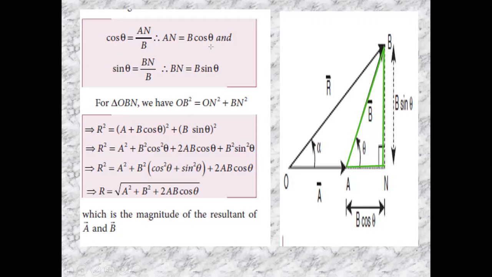In the same triangle, I'm going to find sin theta. What is sin theta? Opposite side by hypotenuse. The opposite side is BN. So sin theta is equal to BN by AB. AB is nothing but B, so BN is equal to B sin theta. So we have found AN and BN: AN is B cos theta and BN is B sin theta.